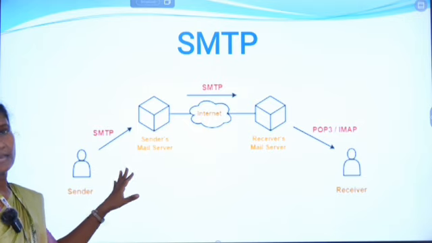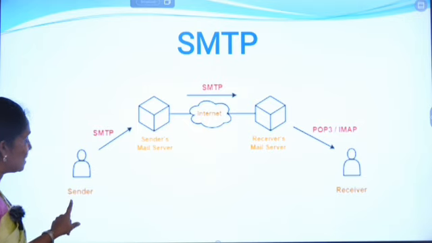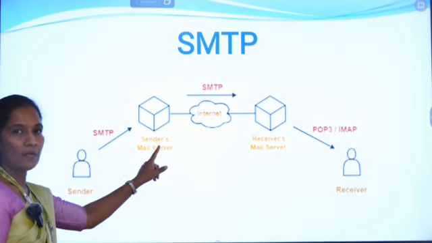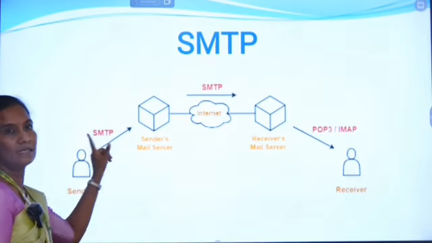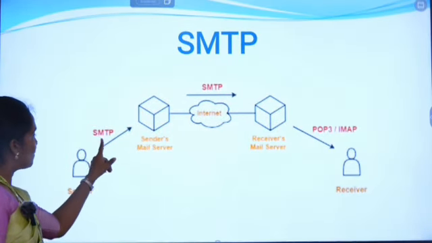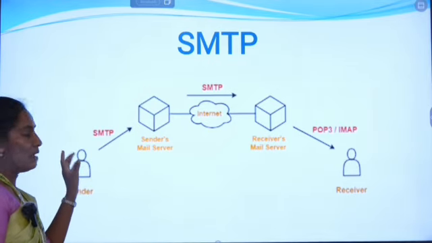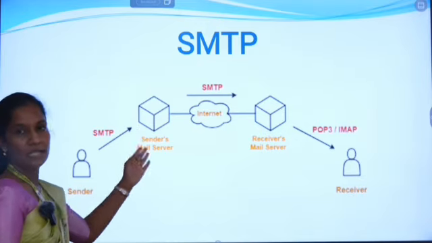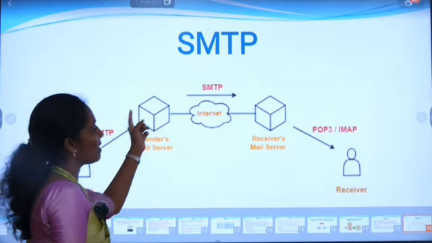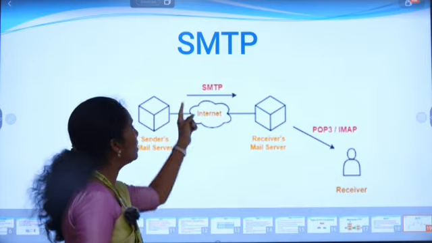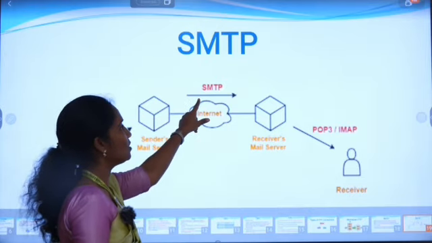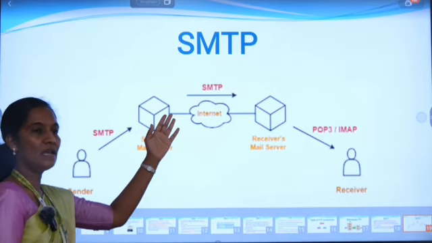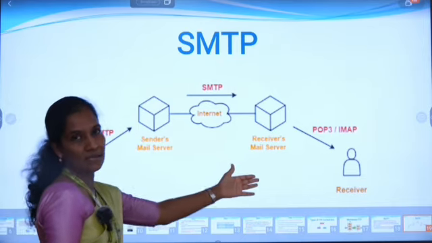This is the working model of the SMTP protocol. Here the user, called the sender, will be sending the email to the mail server with the help of a protocol called SMTP, Simple Mail Transfer Protocol. This protocol will be pushing the emails from the sender to the mail server, and after receiving the email in the mail server, it gets transferred to the receiver's mail server through the internet. And here also we are going to get the help of SMTP for transferring the messages from the sender to the receiver's mail server.